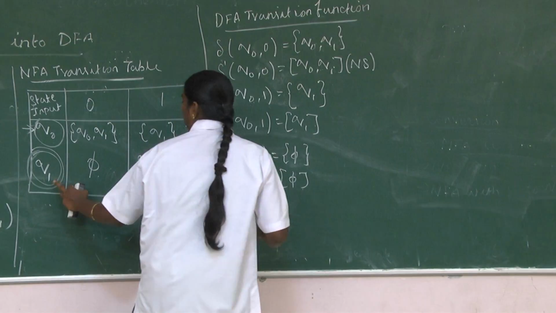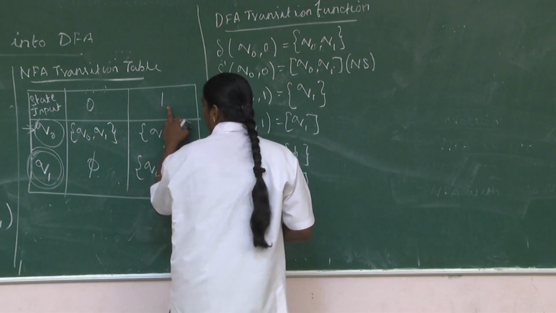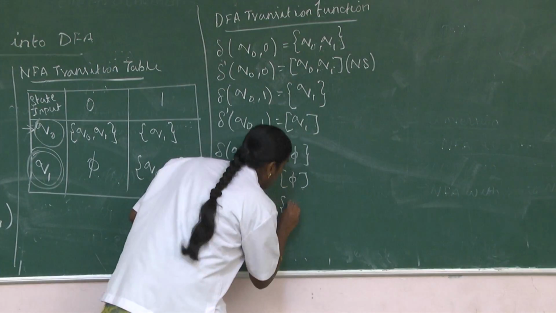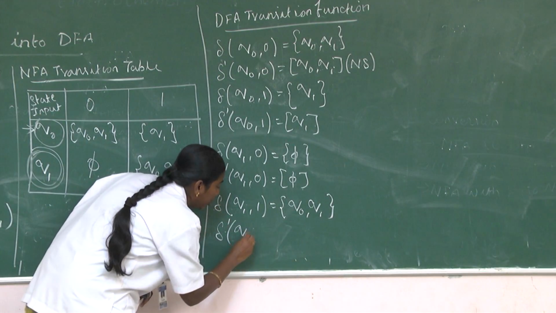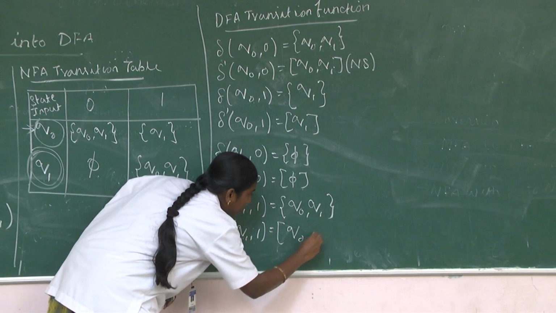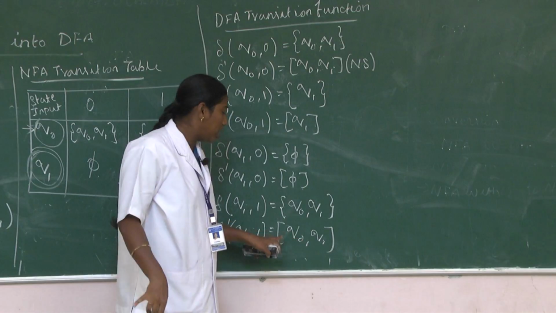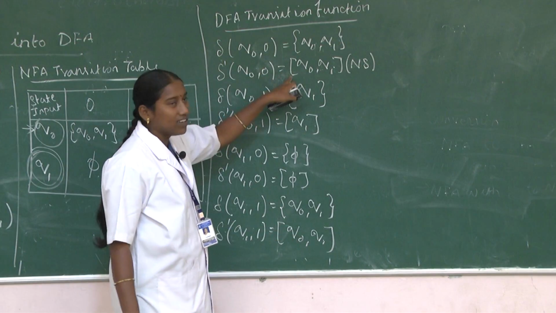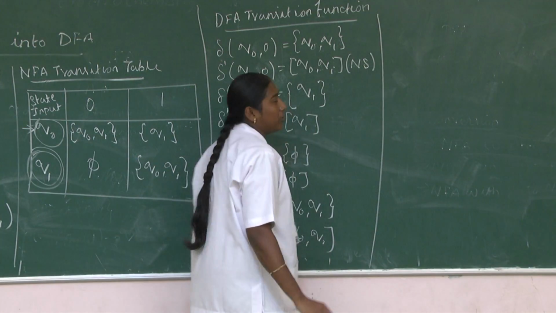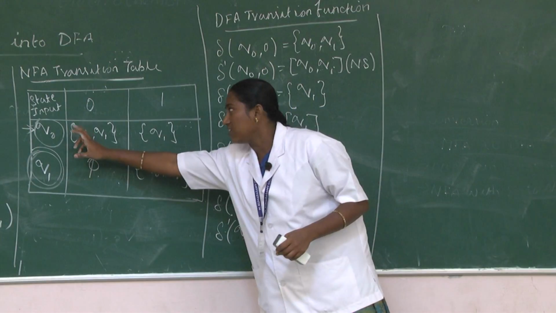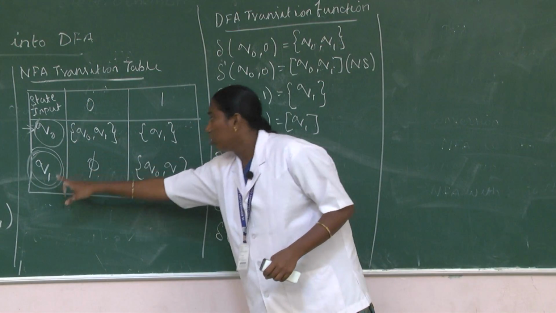Next, we apply Q1 comma 1. It goes to Q0 and Q1, so Q0 comma Q1. Convert it to a DFA: delta dash of Q1 comma 1 is, in square brackets, the states Q0 and Q1. But this state already exists from the first step, so we need not consider it a second time. We can leave it. So after putting the transition function for the existing states, that is Q0, where I applied 0 and 1, then Q1, where I applied 0 and 1.